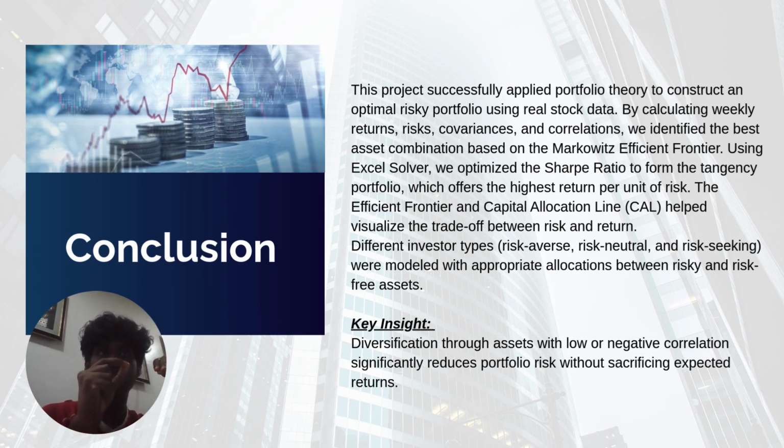The efficient frontier and capital allocation line help to visualize the trade-off between risk and return. And we can also see the different investor types, risk-averse, risk-neutral, and risk-seeking investors, were modeled with appropriate allocation between risky and risk-free assets. So a key insight and takeaway is that diversification through assets with low or negative correlation significantly reduces portfolio risk without sacrificing expected returns.